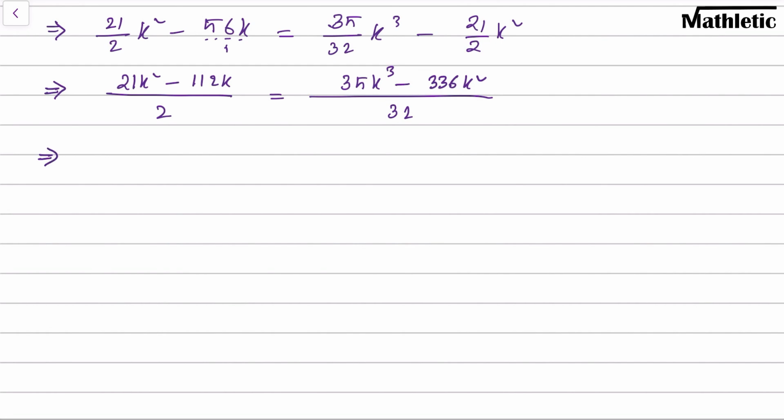Next I can just cancel this, so we have 5, and then I can cross multiply. So I will multiply this thing by 5. Sorry, this is 16. Sorry. So 16 into 21, then 16 into 112.